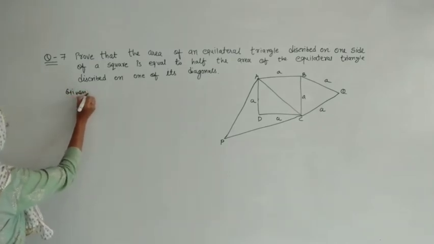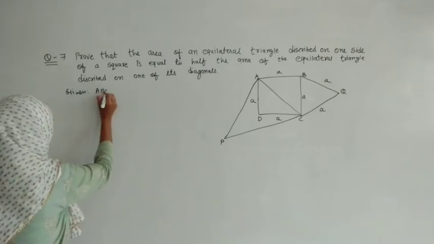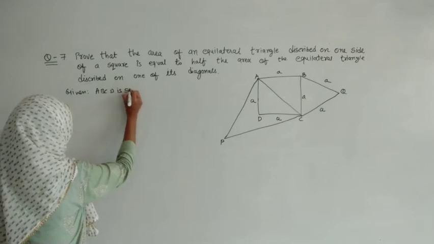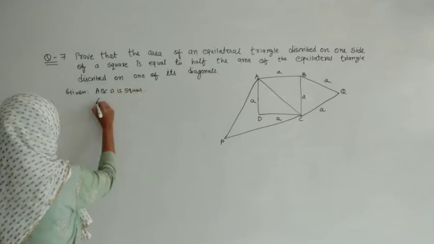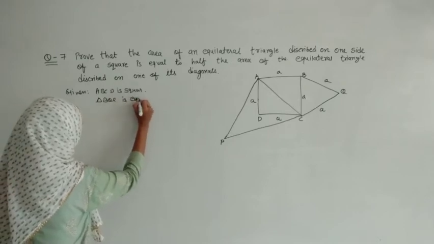So in given we will write that ABCD is square. Triangle BQC is equilateral triangle.